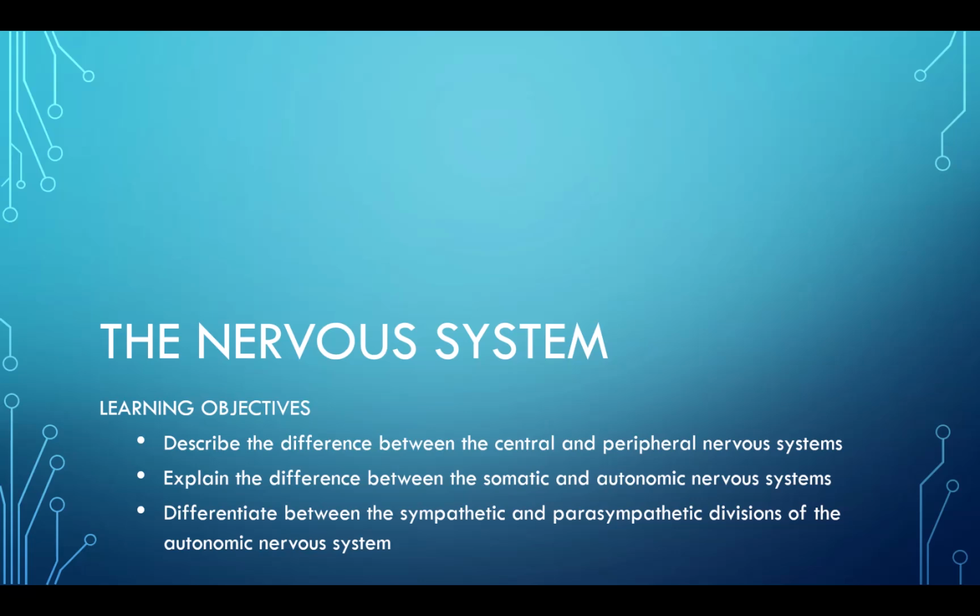In this video, we're going to discuss the divisions of the nervous system. Hopefully by the end of the video, you'll be able to describe the differences between the central and the peripheral nervous system, explain the difference between the somatic and the autonomic nervous system, as well as differentiate between the sympathetic and the parasympathetic divisions of the autonomic nervous system.